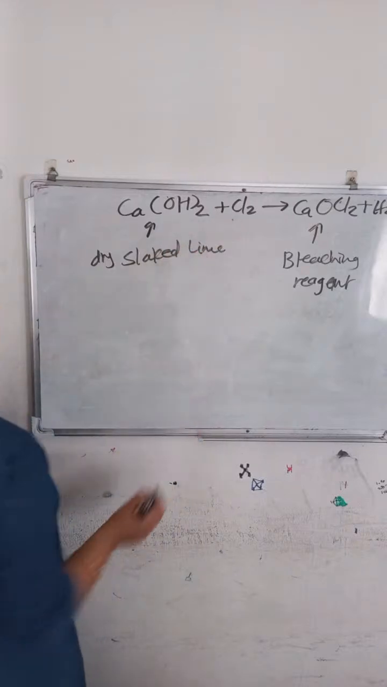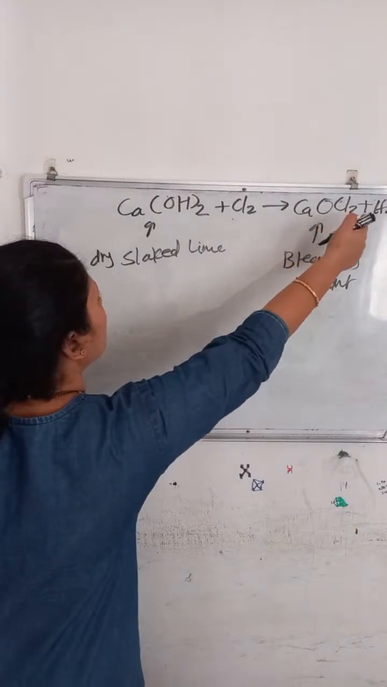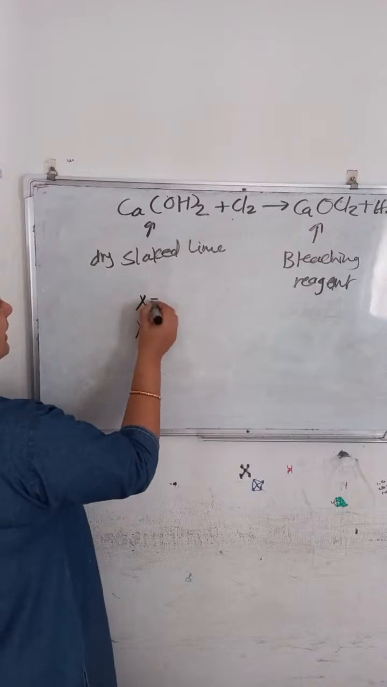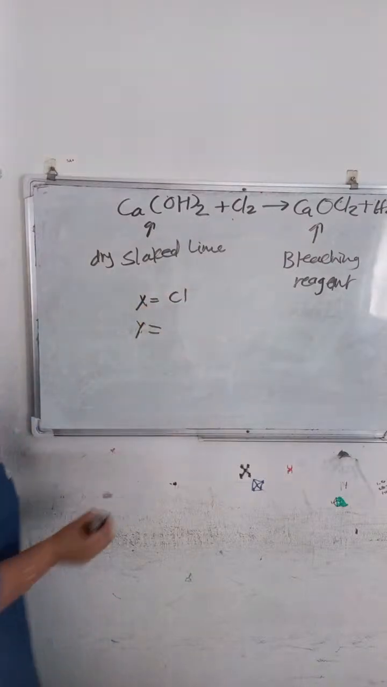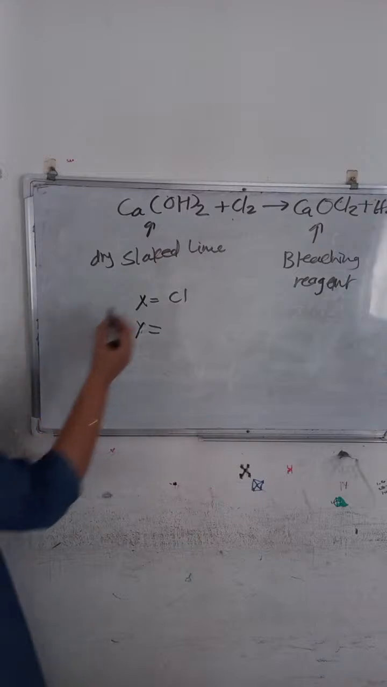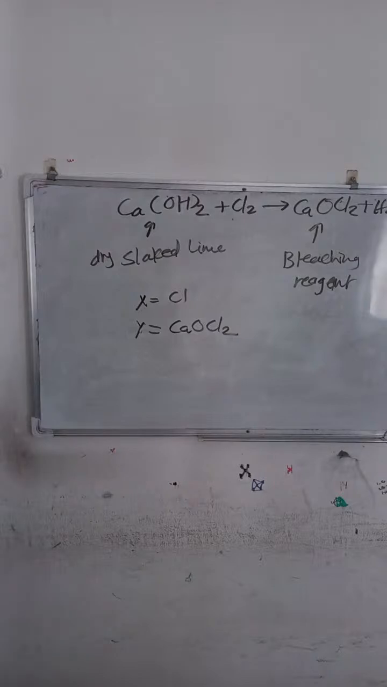When it reacts with the chlorine, it forms calcium oxychloride plus water. So here X and Y we can write. Here X is nothing but chlorine, and Y is nothing but calcium oxychloride, that is CaOCl2. So this is nothing but the compounds X and Y.